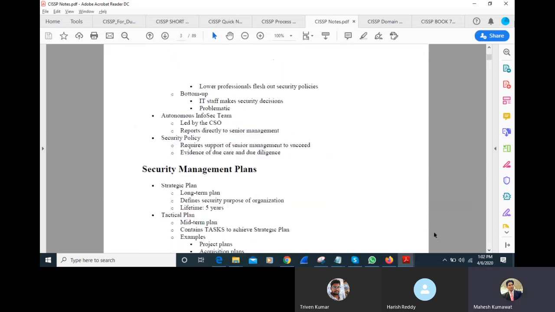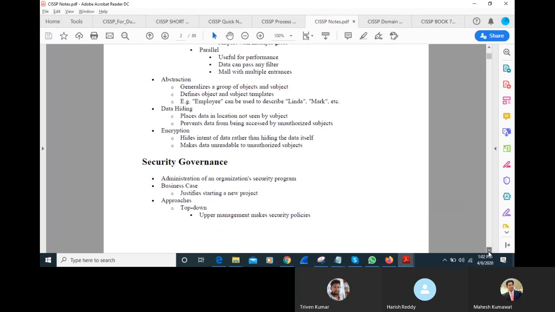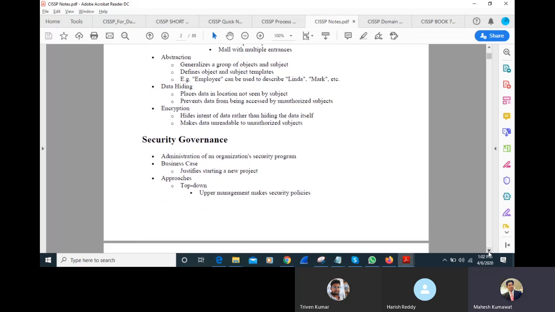Okay, so what about security management? So, guys, any ideas about security governance? What is governance all about? No, sir.